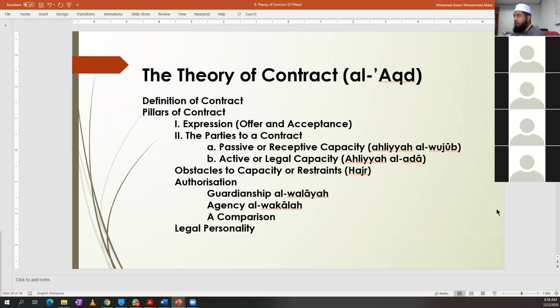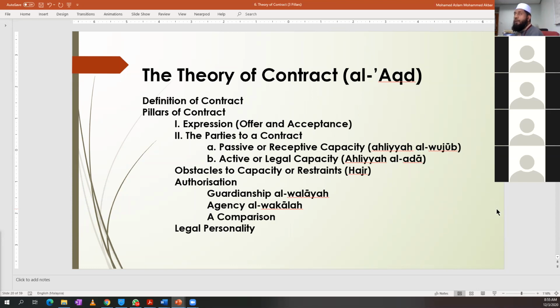The first pillar of the majority scholars is ijab and qabul, offer and acceptance. Then we talked about the forms of expression, whether it is verbal, oral based, or actual action based. Then we talked about the conditions of acceptance. We talked about clarity, conformity, continuity, right?